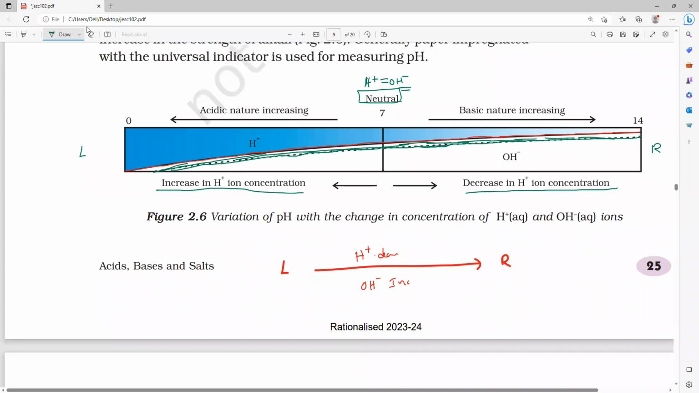Now on the same arrow, I'll write one more thing. I'm moving from here to here. What will happen? Decrease in OH minus ion concentration. Correct? Now moving like this, what will happen? Increase in OH minus concentration. Okay. Happy? Everybody clear? That is what the pH scale is about.